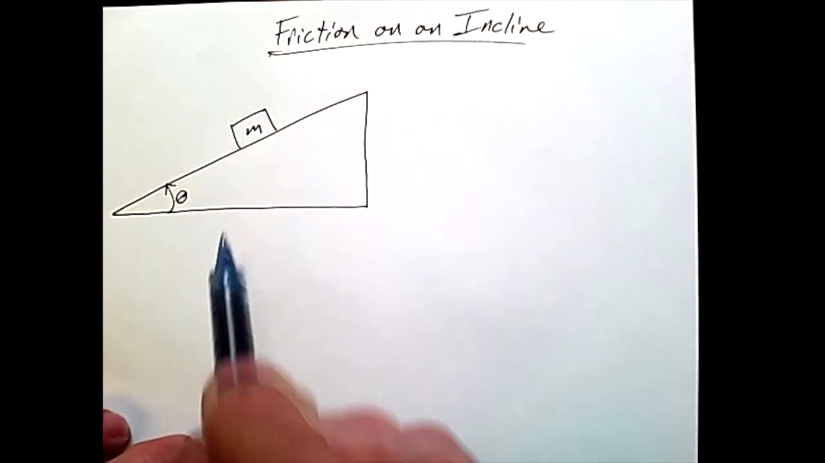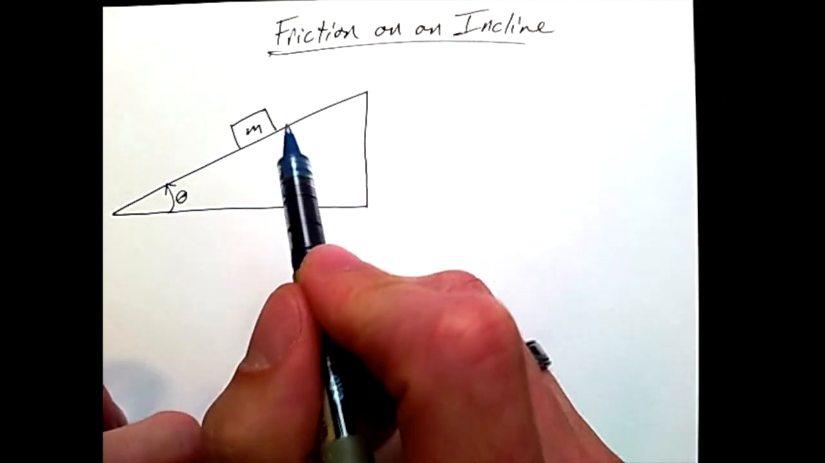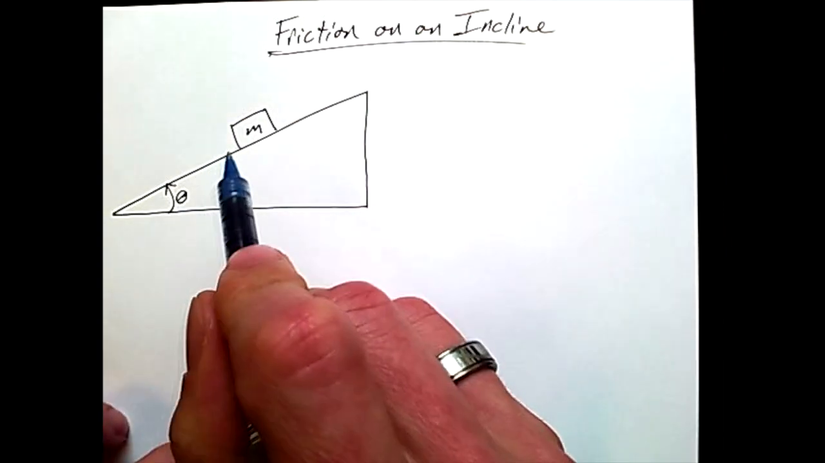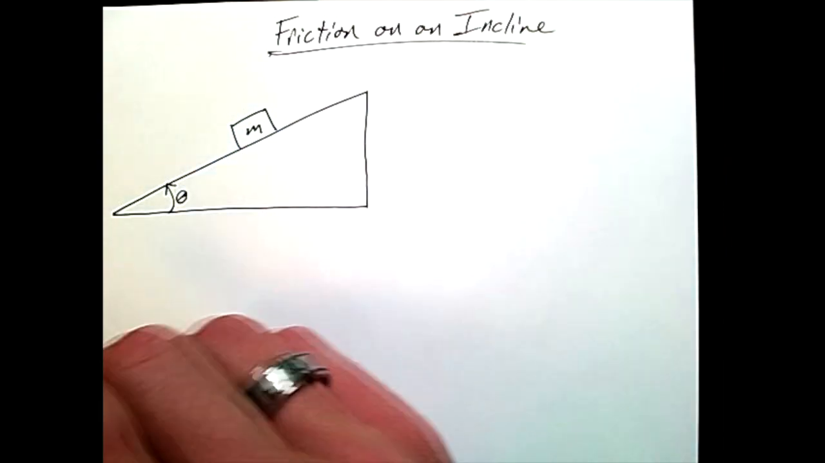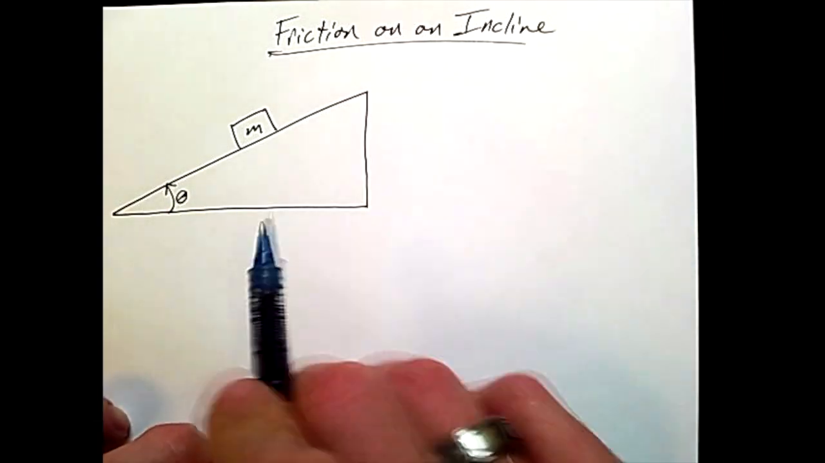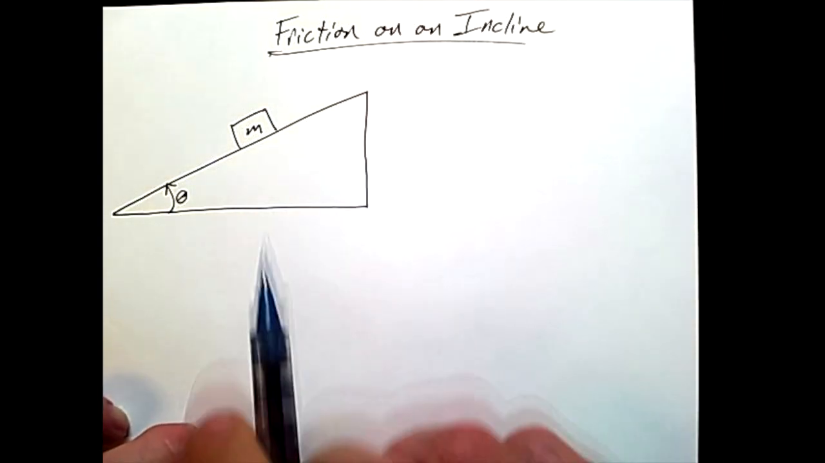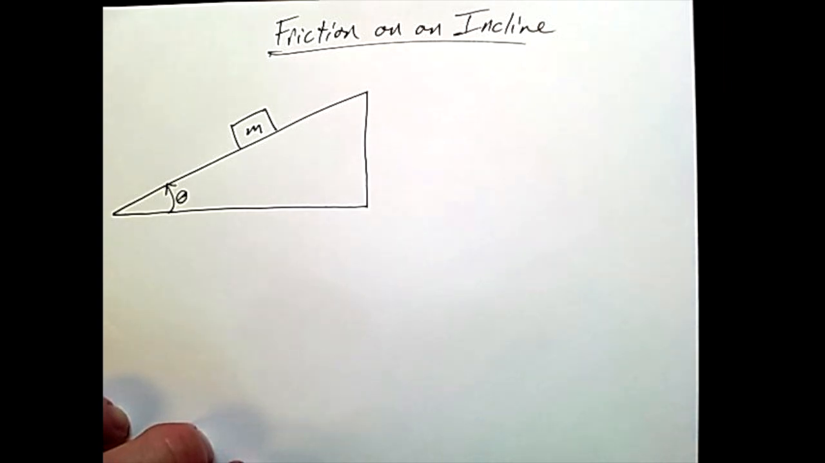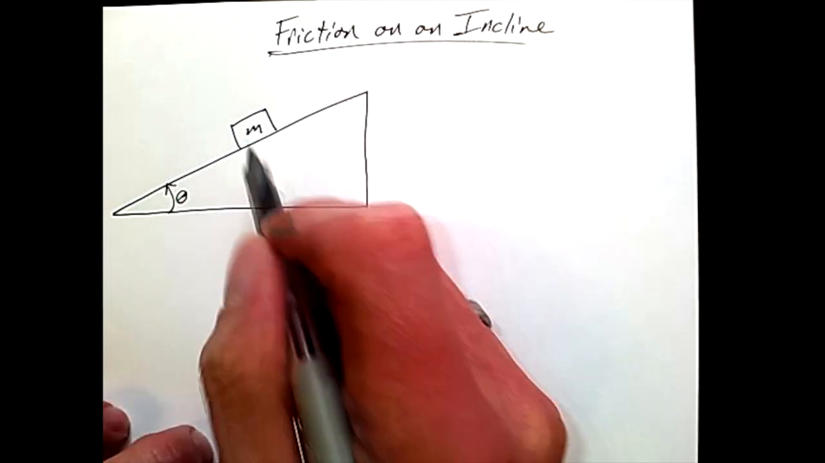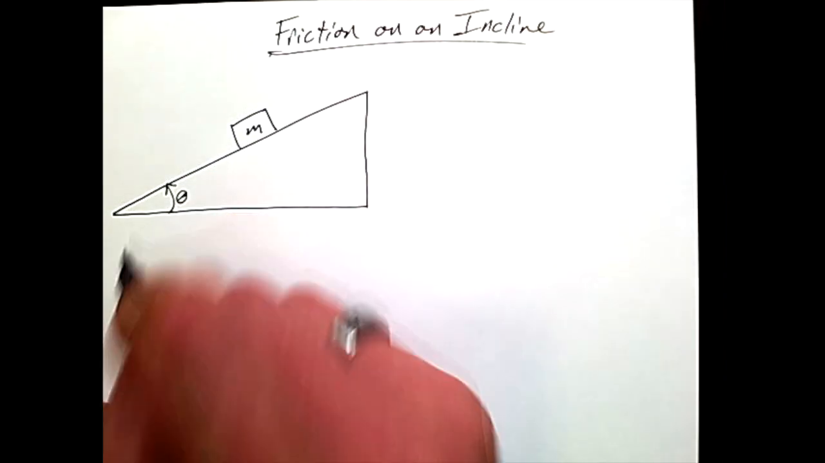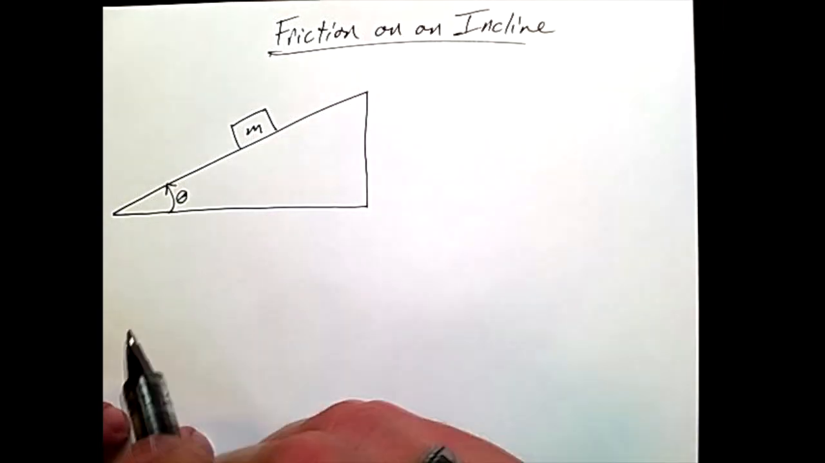When analyzing an object on an incline, we often recognize that the friction is the reason why the object doesn't slide down the hill. And in order to do this, we need to be able to resolve vectors into perpendicular components that will match a rotated frame of reference.